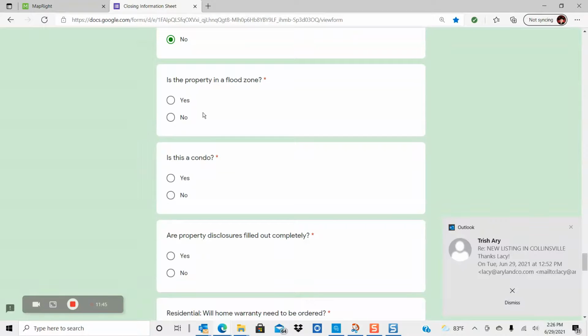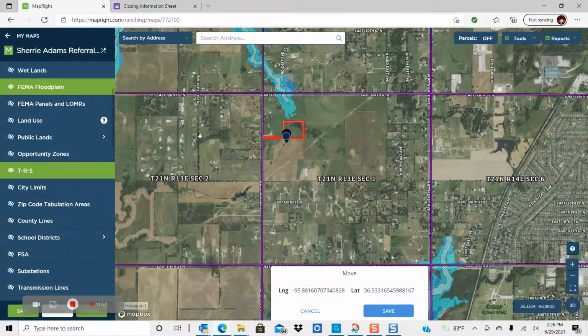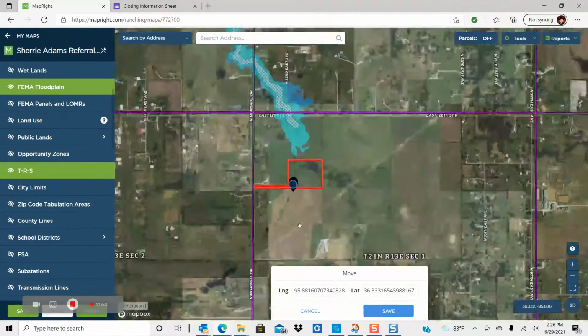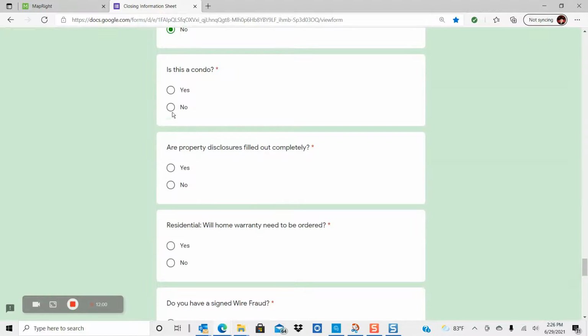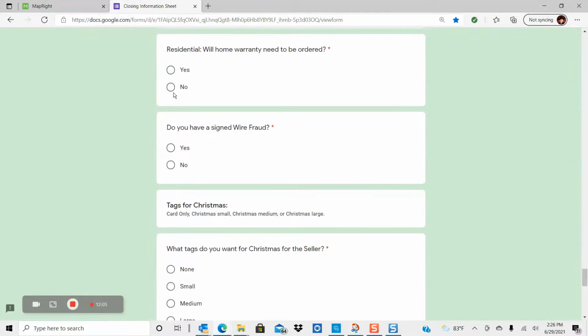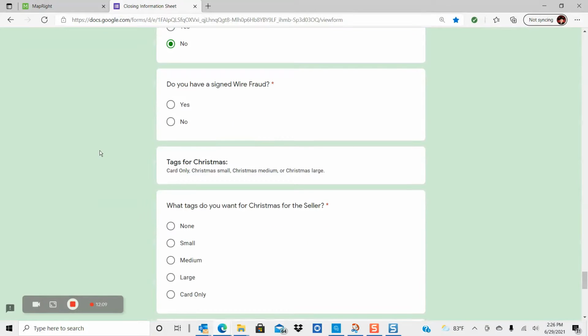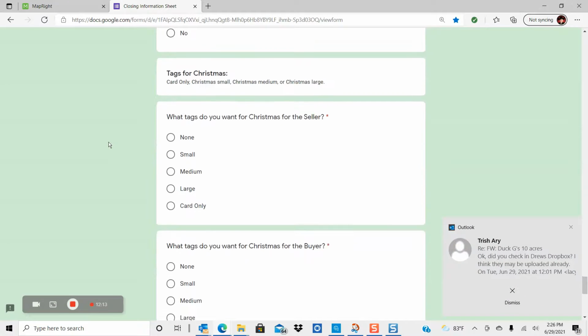Is the property located in a flood zone? If you don't know how to do that, you go to MapRight and you turn on your FEMA floodplain. And here you can see it's close, but it definitely does not require a flood disclosure. So we're going to say no. It's not a condo. There's no property disclosures to fill out. No home warranty on this particular one. And we do have a wire fraud signed.